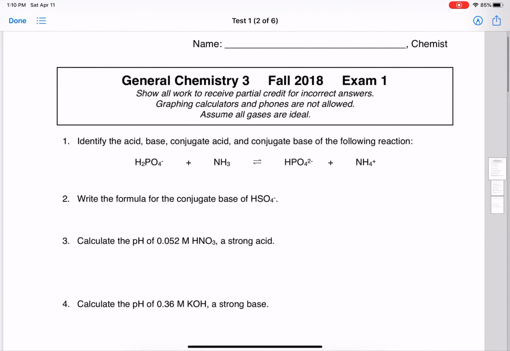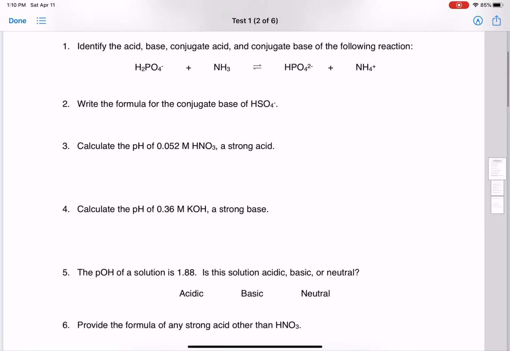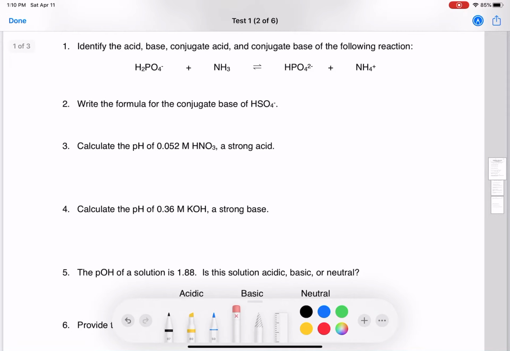So I'm going to walk through the old practice test that's on Canvas, just to verbally go over the solutions, even though I know that you have a copy of the solutions on Canvas. Sometimes it's nice to hear explanation. So for question number 1, identify the acid, base, conjugate acid, and conjugate base of the following reaction.